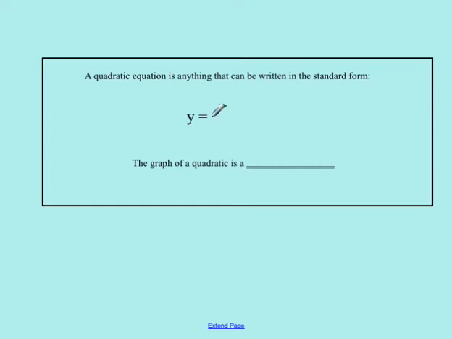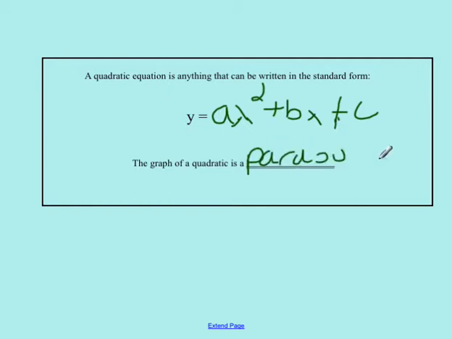So first we need to know what a quadratic equation is. That's ax squared plus bx plus c. So ax squared plus bx plus c. And the graph of a quadratic takes the shape of what's called a parabola. Okay, so it's called a parabola, and we're going to notice what a parabola looks like here in a second.